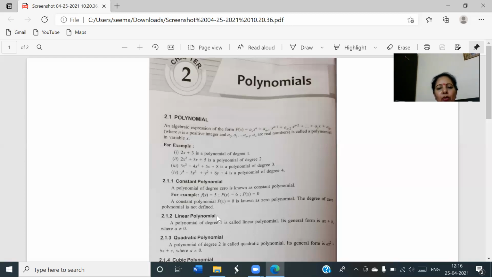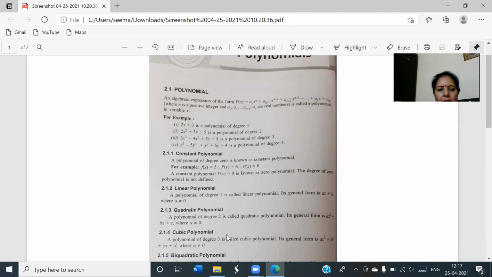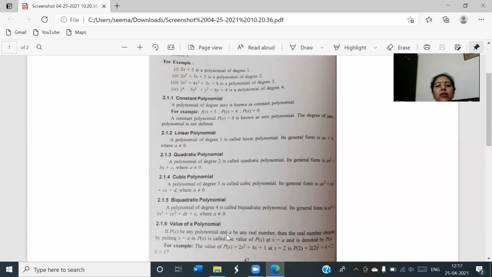The next one is linear polynomial. A polynomial of degree 1 is called a linear polynomial and its general form is ax plus b, in which a should be non-zero. One example you have seen earlier: 2x plus 3 is a polynomial of degree 1. Next is quadratic polynomial. A polynomial of degree 2 is called a quadratic polynomial. Its general form is ax square plus bx plus c, where a is non-zero. And again you have seen an example, that is 2x square plus 3x plus 5.